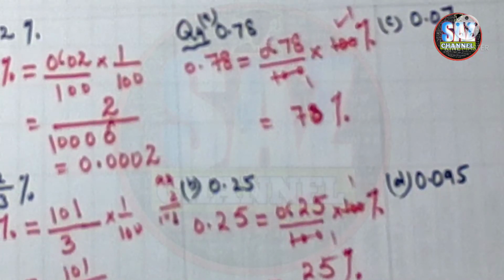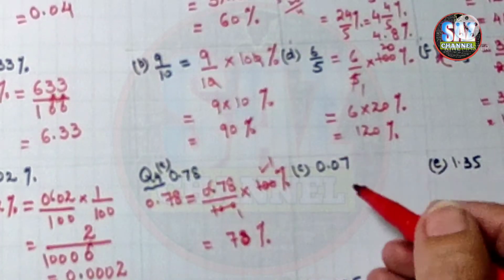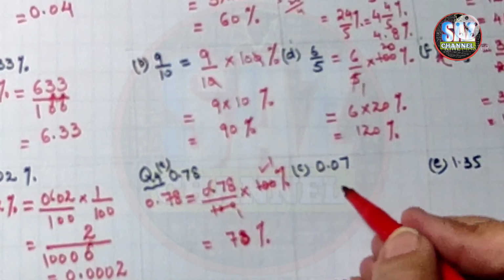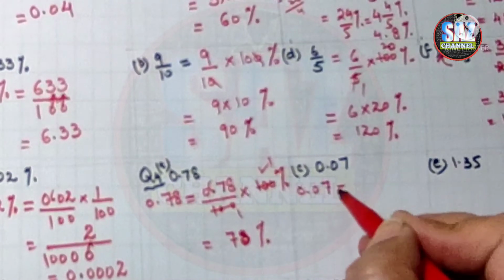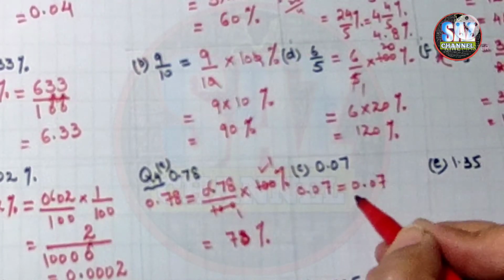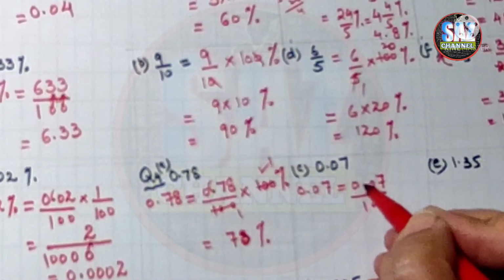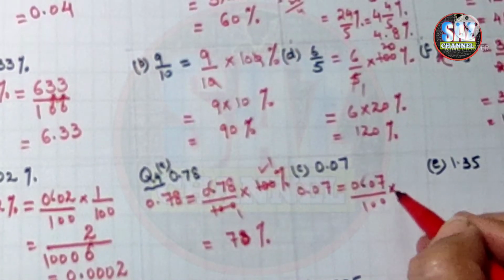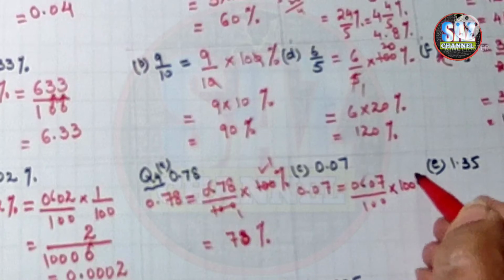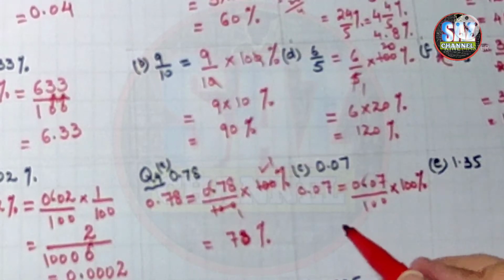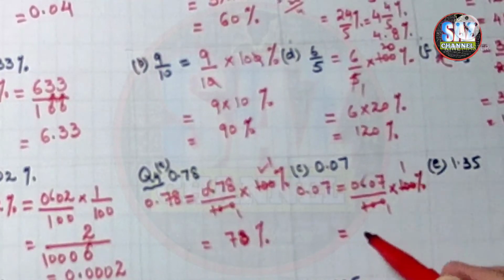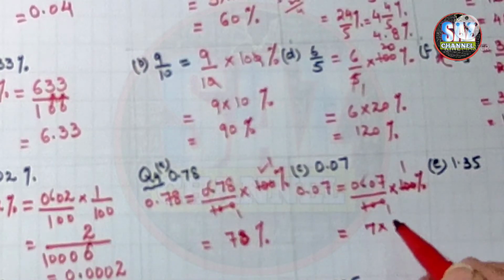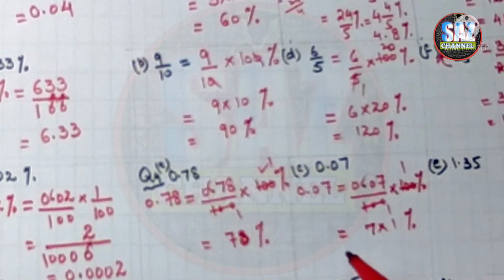Moving to part C, that is 0.07. 0.07 will be equal to 7 by 100. Here I'm just removing the decimal, and as we need to convert the question and write it in percentage, I have to multiply it by 100%. 100 goes with 100, and we are left with 7 multiplied by 1, which is equal to 7%. Really easy and interesting questions.